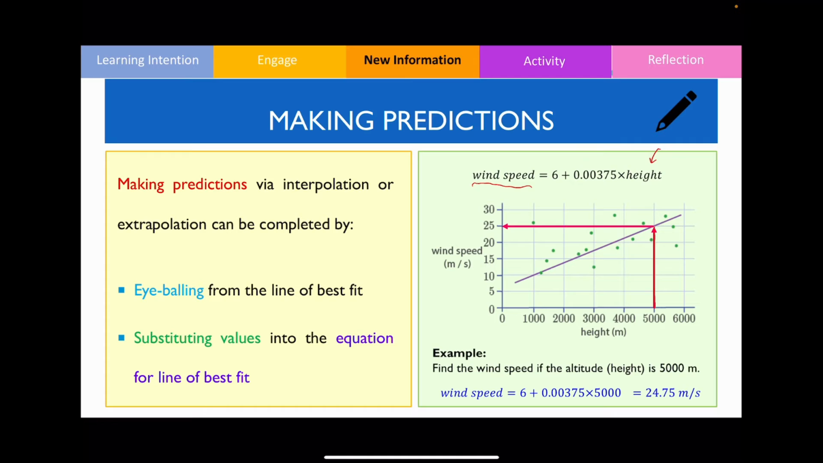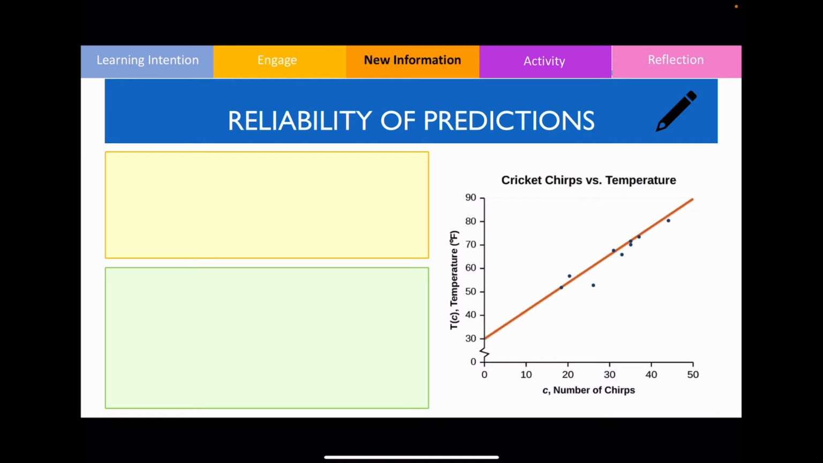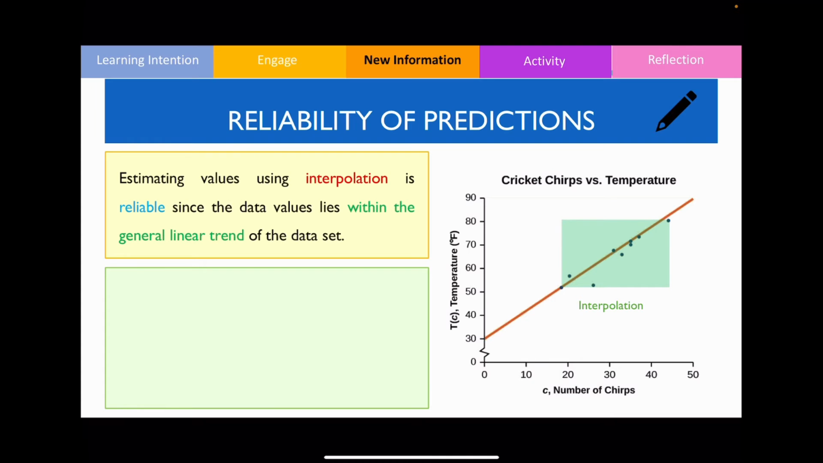The next thing that I'd like to talk about is the reliability of our estimated values. As I've mentioned earlier, there are two methods to make predictions, interpolation and extrapolation. What I have here on the right hand side is an illustration that demonstrates what interpolation looks like, as it involves predicting values that are contained within the original dataset. As you can see by the scatter plot, there is a clear positive linear association between the number of chirps and temperature. As a result, making predictions via interpolation will be accurate, as you can be pretty confident that the values within the range should also follow this linear relationship.